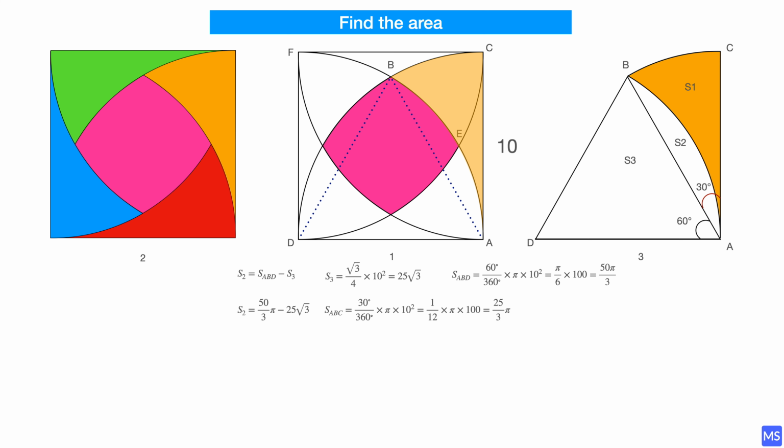The area of sector ABC is calculated as 30 degrees over 360 degrees times pi times 10 squared, which simplifies to 1 over 12 times pi times 100, equaling 25 over 3 times pi. S1 is calculated as the area of sector ABC minus S2, which simplifies to 25 over 3 times pi minus 50 over 3 times pi minus 25 times square root of 3, resulting in 25 times square root of 3 minus 25 over 3 times pi.